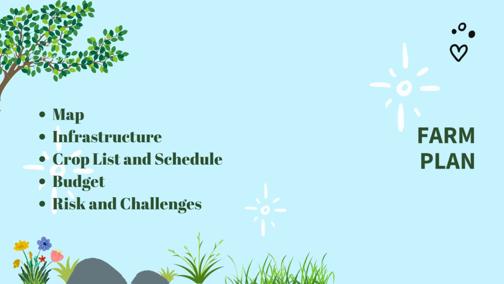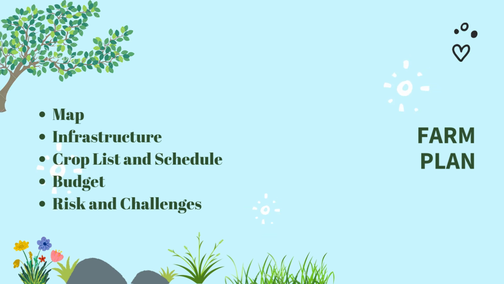Your farm plan should also consider potential risks and challenges, such as pests and diseases, weather events, and market fluctuations. By identifying these risks, you can develop strategies to mitigate them and ensure the long-term success of your farm. Overall, creating a farm plan is a critical first step in farm planning. A good farm plan includes a detailed map of your land, a list of crops and their planting schedules, a budget for inputs, and consideration of potential risks and challenges.